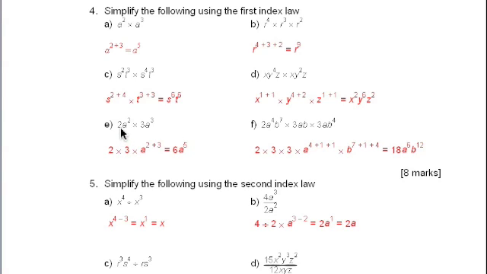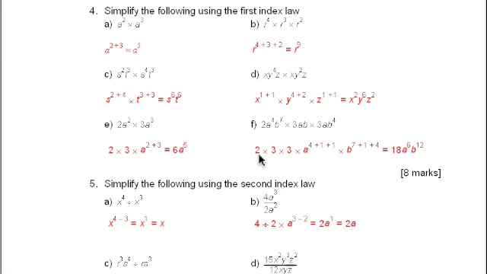Now, down here, when we have numbers like this, we call them coefficients. We multiply the coefficients, so it's 2 times 3. And because these numbers are being multiplied and they are in index form and their bases are the same, we can add their indices. So 2 times 3 is 6, and then a to the power of 2 plus 3 is a to the power of 5.